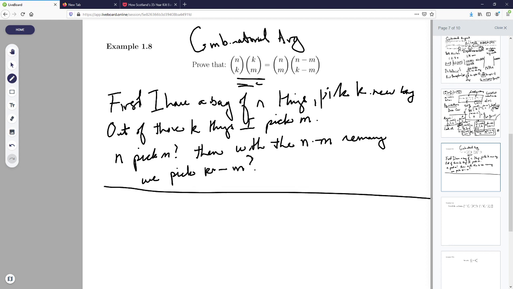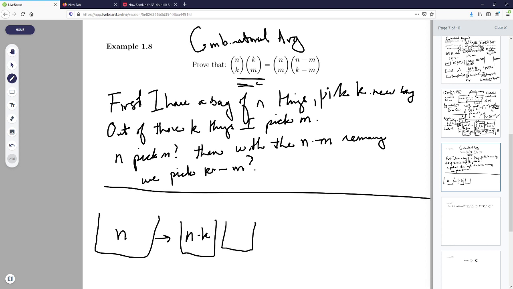And here is the argument why. I have a bag of n things. I'm going to break it up into a bag of n minus k things and a bag of k things, which I then break up into a bag of n minus k things, k minus m things, and m things.